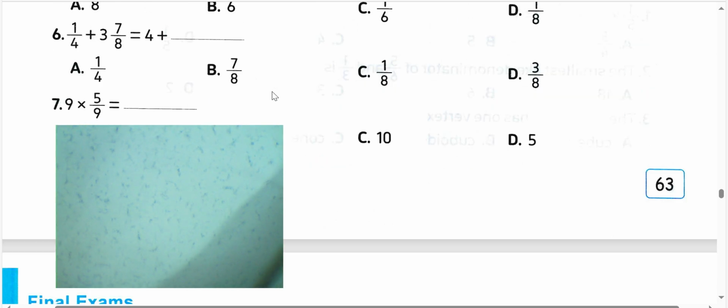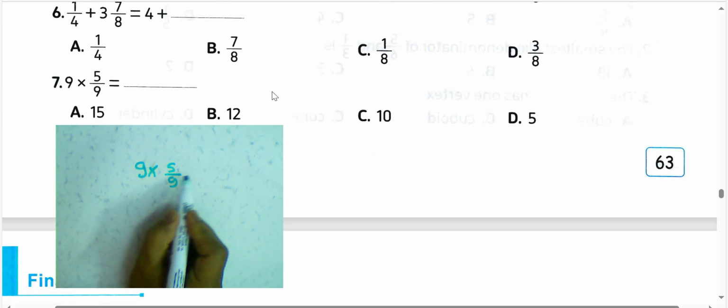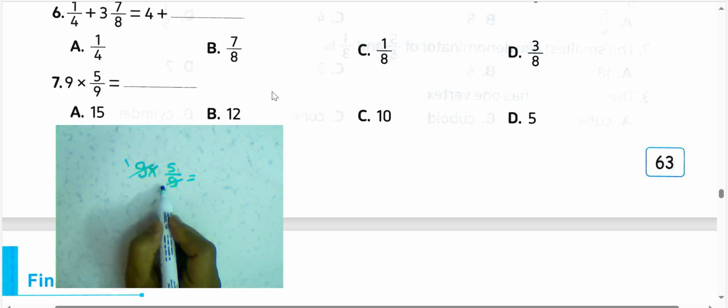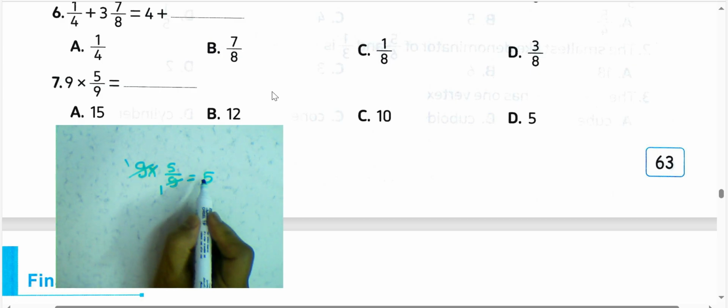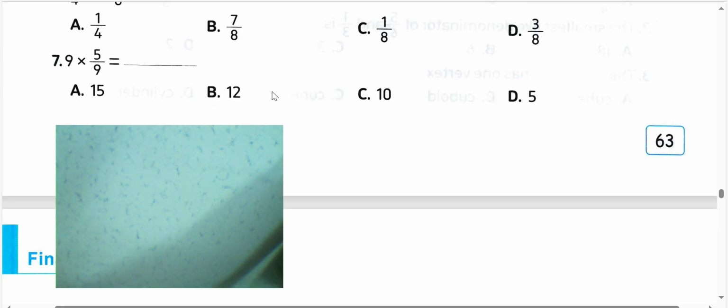Next question. And product by 5 over 9. We can divide 9 by 9, 1. 9 divided by 9, 1 times 5 equal 5. Okay, the result will be 5.